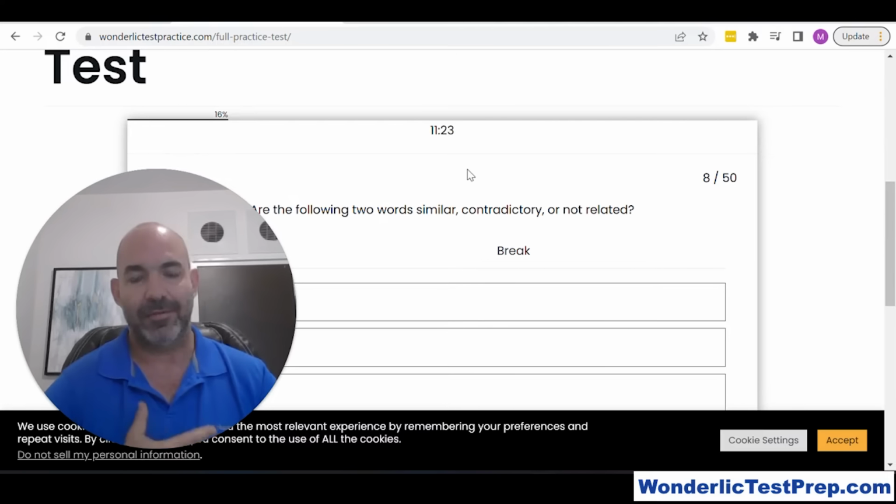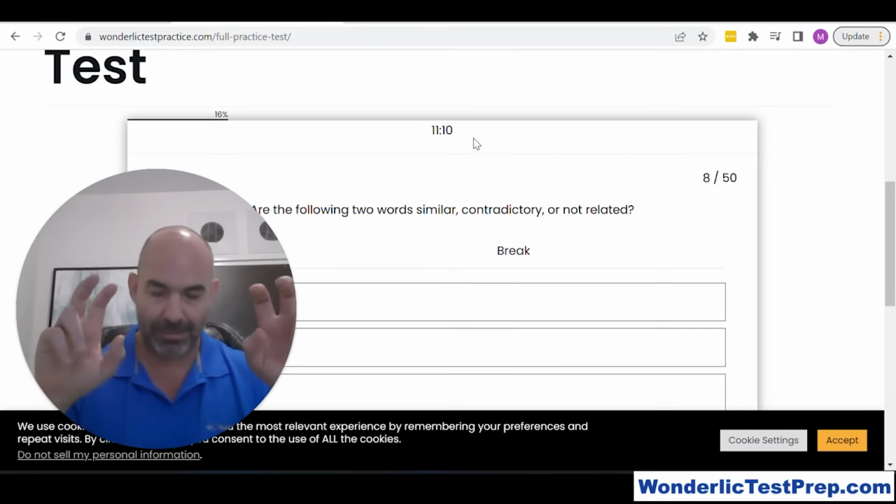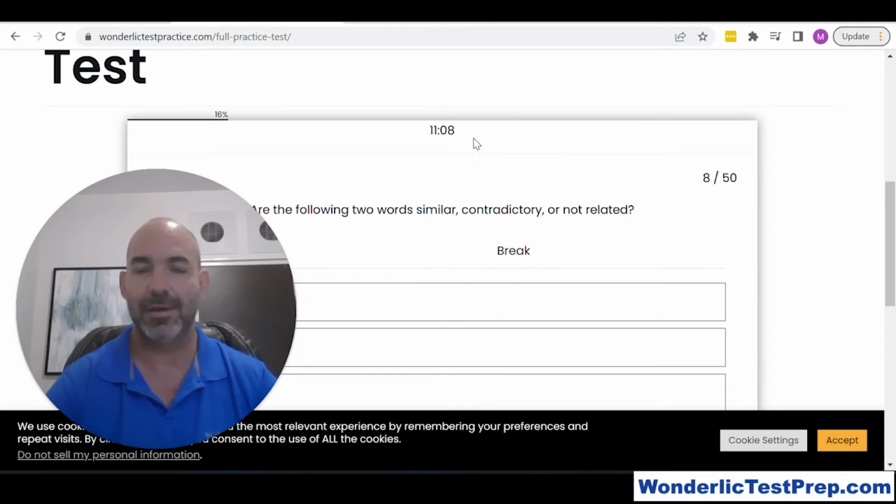And I've seen and spoken with so many test takers that failed the first attempt because they went to Google, watched a few practice tests, and thought, okay, it's a walk in the park. And then when they took the real test, they were totally in shock. So you want to really avoid that.